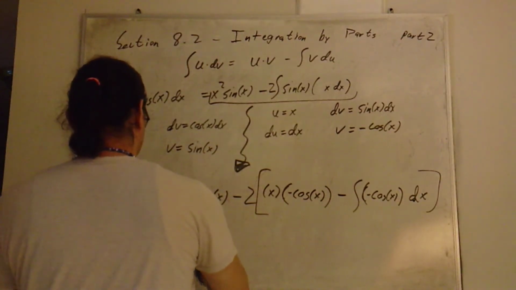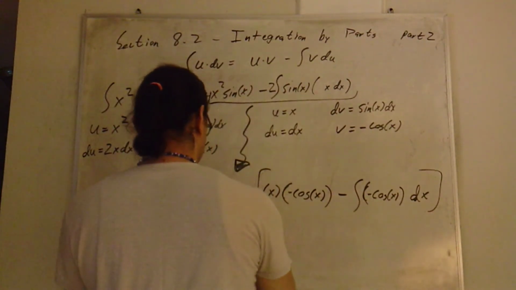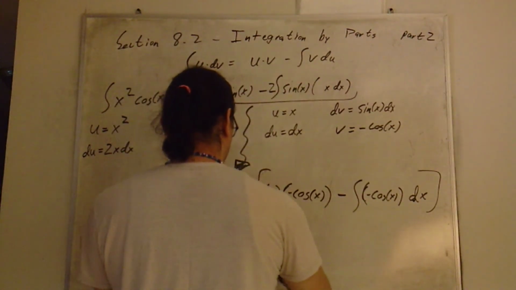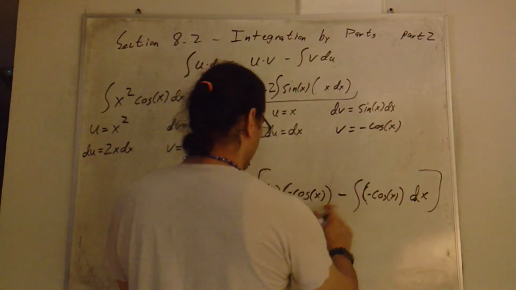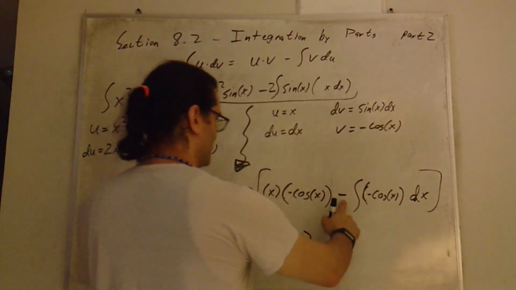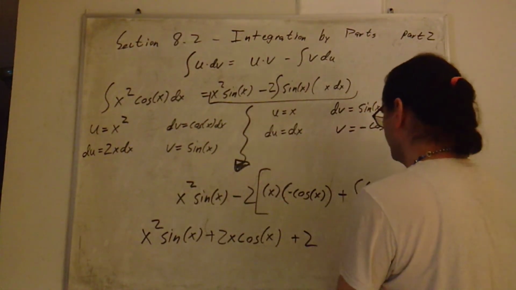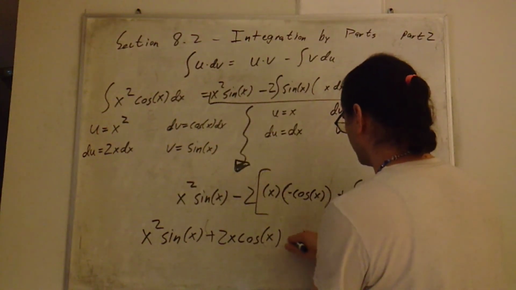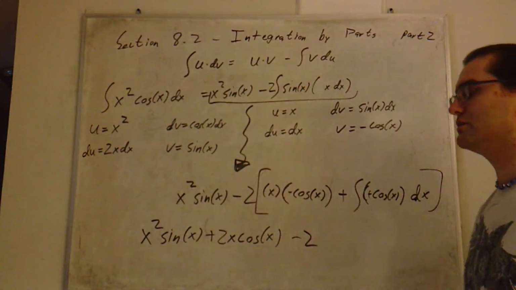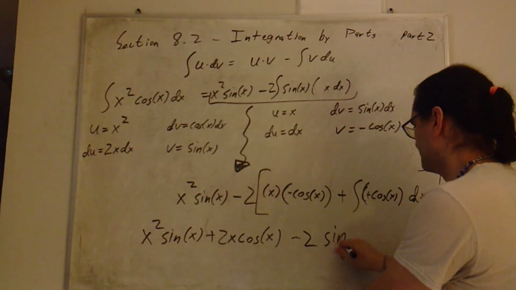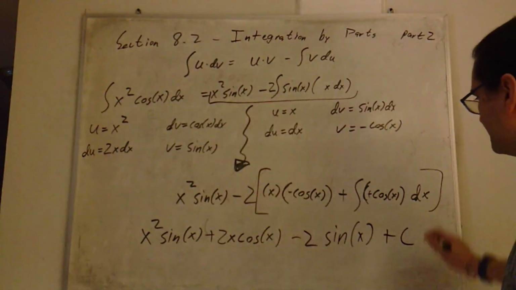X squared sine x minus, no, I'm going to do plus 2x cosine x, because it's minus minus. And then this is going to be, again, plus 2 is the minus minus. Or, oh, maybe I can pull this outside. So maybe it really should be minus 2. The integral of cosine is just sine, right? That's it.